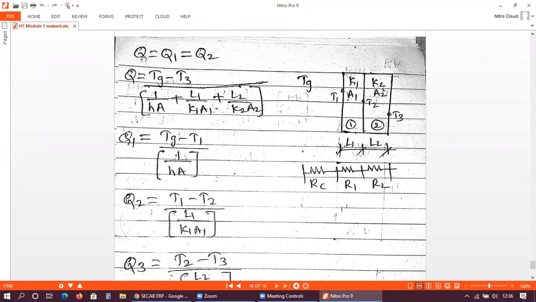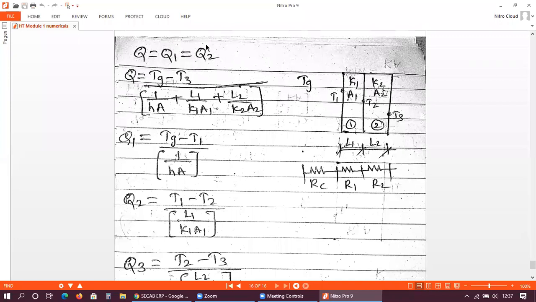As you can see here, Q is the rate of heat transfer throughout the composite wall, equal to the rate of heat transfer through the first wall, equal to the rate of heat transfer through the second wall. You have to write one more here: Q is equal to Q1 is equal to Q2. So this Q1 will represent the rate of heat transfer through the convection mode.